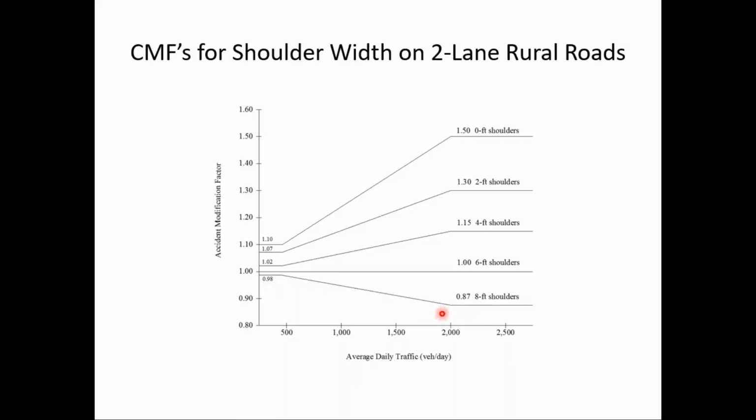If we had a narrower shoulder, we'd expect a higher crash rate. So for example, if we look at a 2-foot shoulder here, you can see at very low traffic volumes, the CMF is 1.07, so a slight increase in crashes. But then notice as volume increases, that goes up to 1.3, which means a 30% increase in crashes if we have a 2-foot shoulder compared to a 6-foot shoulder. So this allows us to look at the safety effect of different shoulder widths.